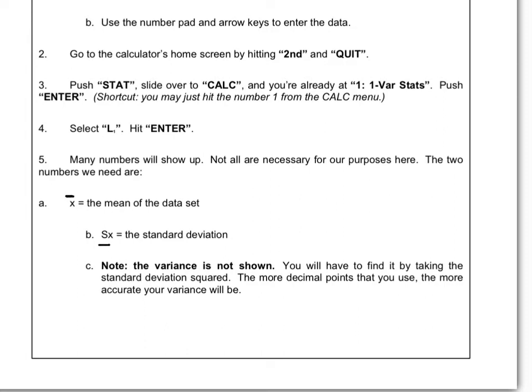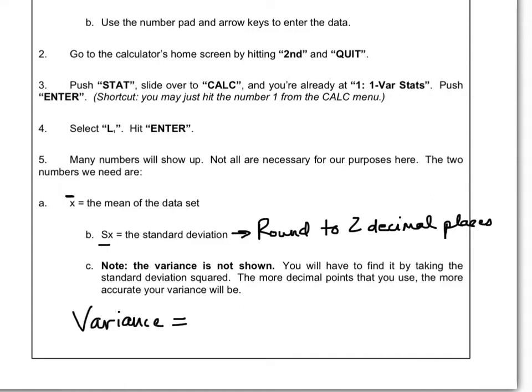So a couple things on the standard deviation. You're going to round to 2 decimal places. Every time you find the standard deviation, you're going to round it to 2 decimal places. The variance is then the standard deviation squared. So you're going to take your standard deviation, round it to the nearest hundredth, 2 decimal places, and then take that value and square it to get the variance. Again, the variance is not shown on your calculator.